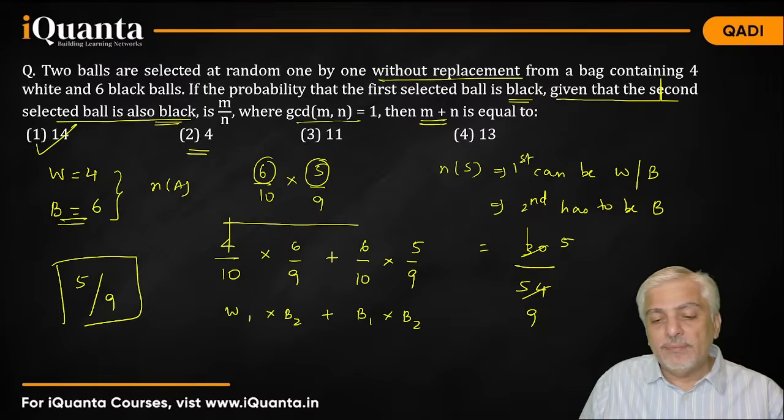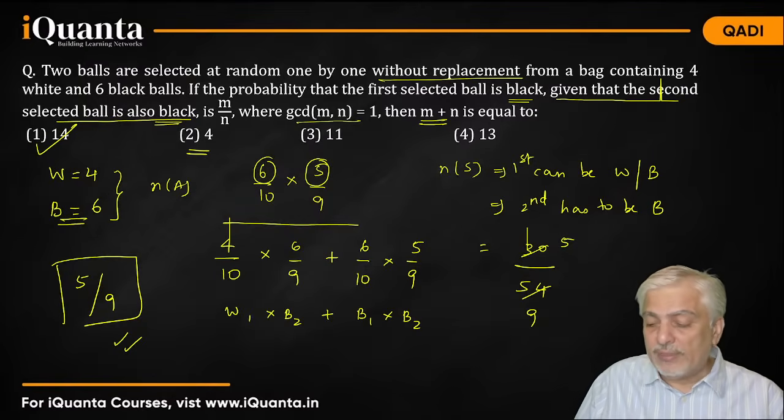Everybody clear? Everybody clear how I got this 5 by 9? 30 upon 90. The 90 was going to cancel. 24 upon 90 plus 30 upon 90 became 54 upon 90. So 30 upon 54. And that is why the answer is 5 by 9.